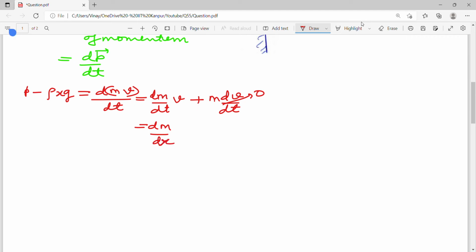dm by dx into dx upon dt into velocity. So dm by dx, mass per unit length, is what? Rho, and dx by dt is v, and v is v, so rho v square. So force, the relation for force, what are you getting? Rho xg plus rho v square.